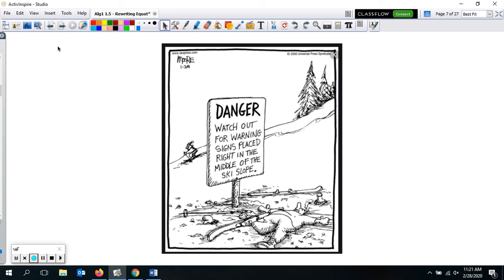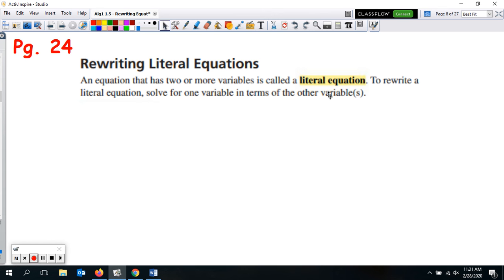All right, so let's move into our vocabulary, starting with just what is a literal equation. When we're talking about a literal equation, we're just talking about an equation that has 2 or more variables. That's what we see. So there's more than one variable. So we want to write down here on your vocabulary, on page 24, right there: a literal equation is an equation that has 2 or more variables. And so we're going to solve those kind of equations that have 2 or more variables.